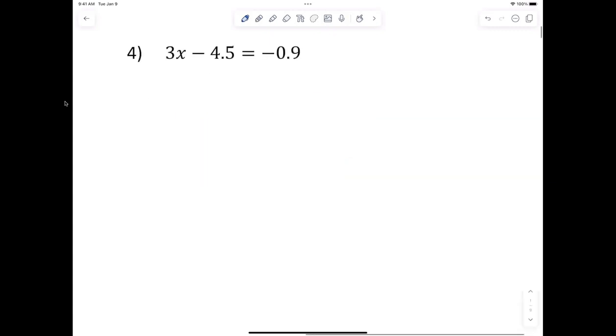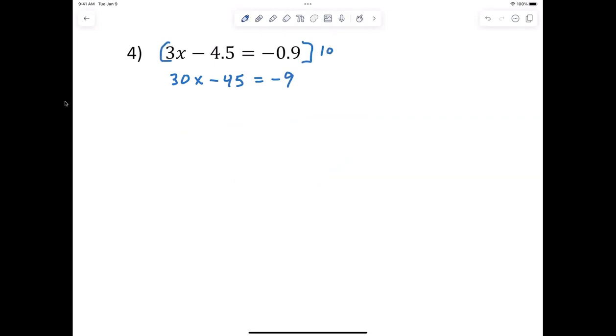Number 4. Do I like the decimals? No. So if we wanted to, we could just make this 30x minus 45 equals -9. Does everybody agree with that? We just multiplied everything through by 10. Everybody happy with that?